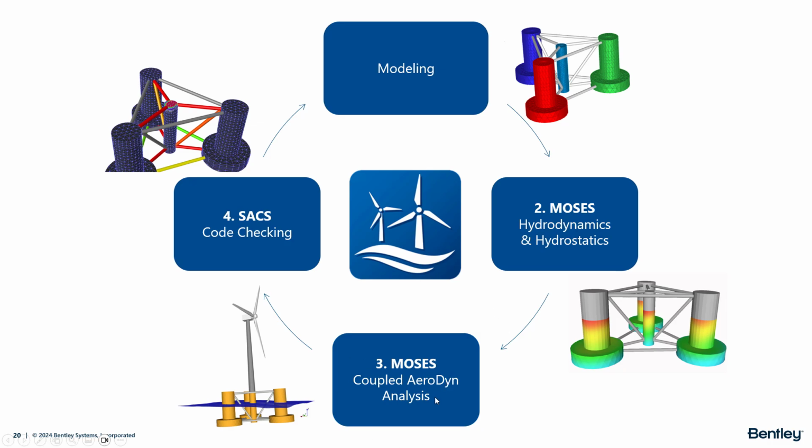Once these analyses are complete, we proceed with coupled analysis using AeroDyn. This step allows us to investigate the motions, mooring tensions, and structural stability, including the plate buckling and member code checks. If any aspect fails to meet the requirements, we revisit the process and refine the models as needed. This is the workflow MOSES has for the floating wind turbine. And this is all I prepared today.